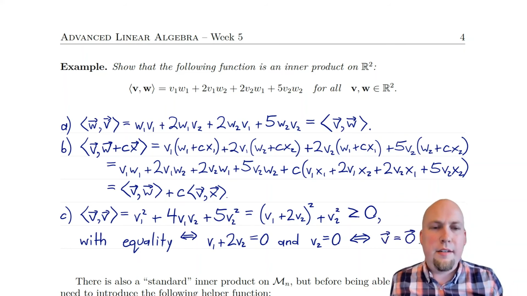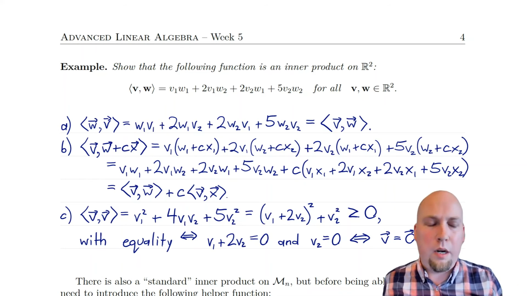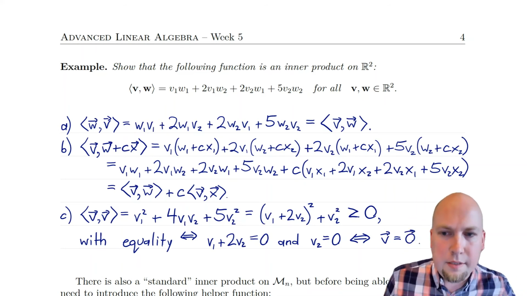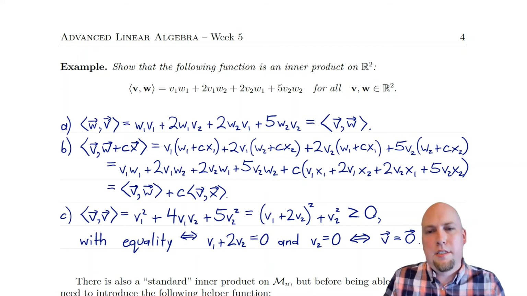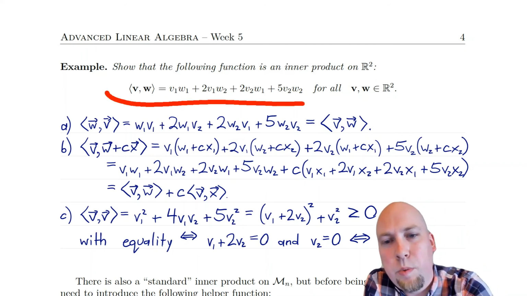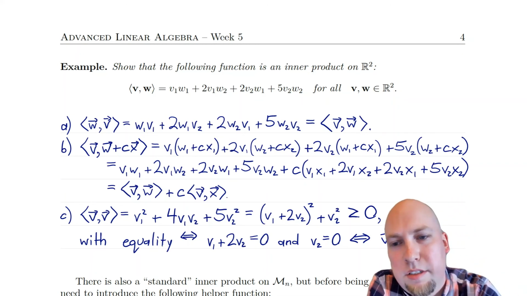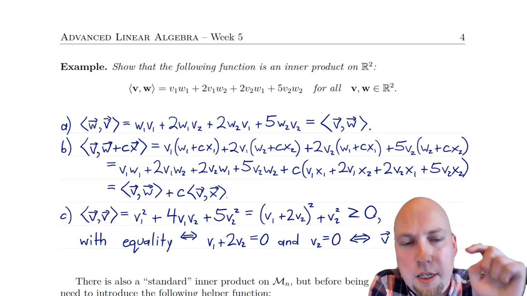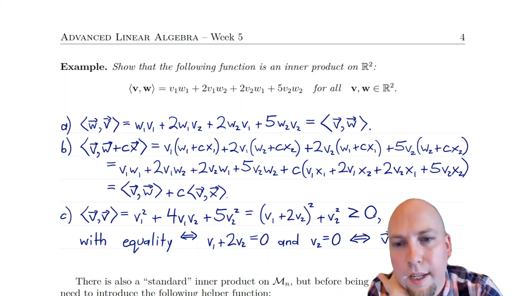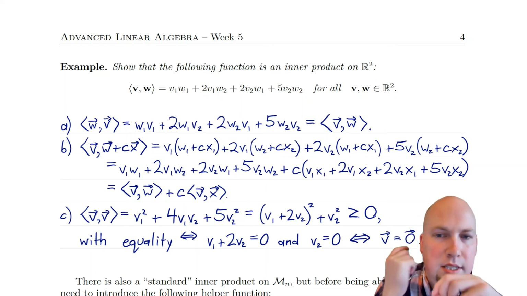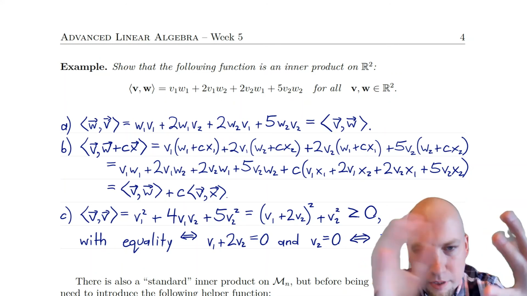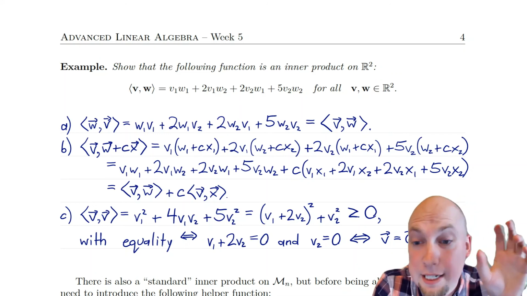And by non-standard, I just mean not a usual one, not one that's going to come up over and over again. Okay, so let's try to convince ourselves that this weird ugly function is an inner product on R2. It's kind of like the dot product, except we've got weird weights in there. And we've got cross terms as well. It's not just v1w1 plus v2w2. It's nastier than that. But it is an inner product.